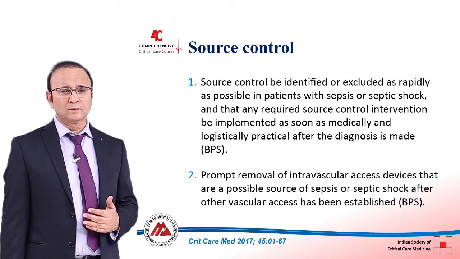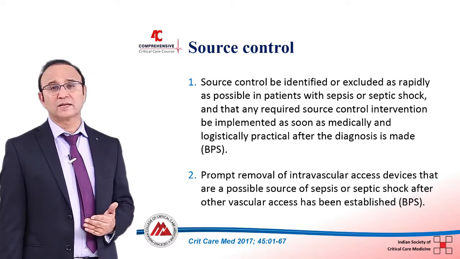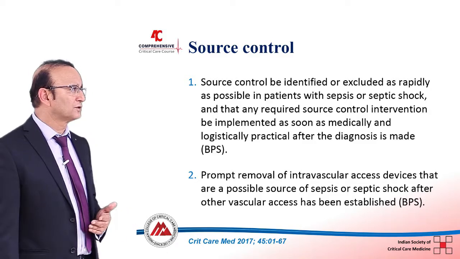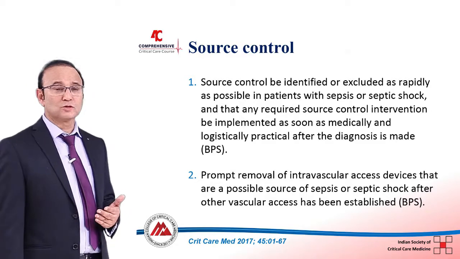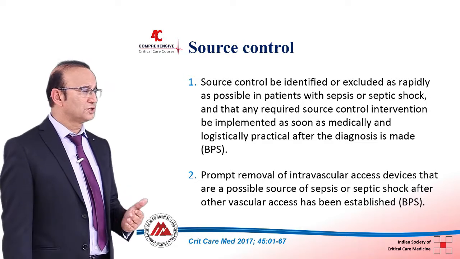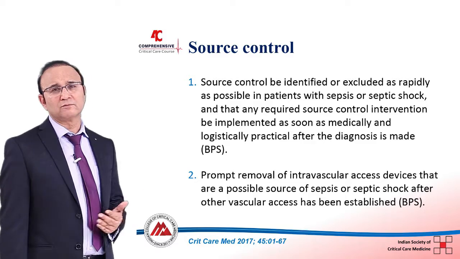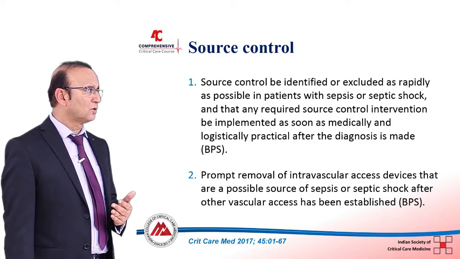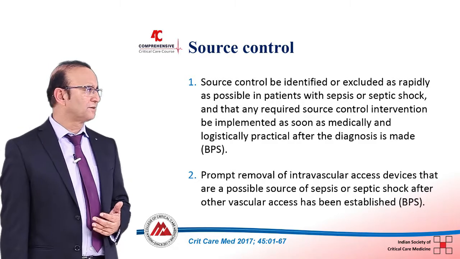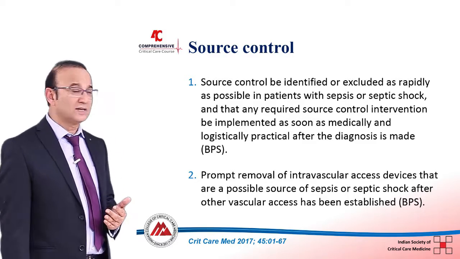diagnosis is made. Because if you identify the source and you manage it, the outcome in a sepsis patient would be much better. There are certain foci of infection which are readily amenable to source control, like intra-abdominal sepsis, gastrointestinal perforation, ischemic bowel, volvulus, cholangitis, cholecystitis, pyelonephritis associated with obstruction or abscess, necrotizing soft tissue infection, other deep space infection like empyema or septic arthritis, and implanted device infections.